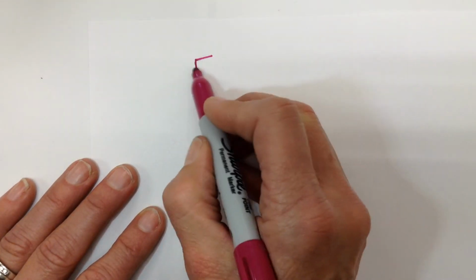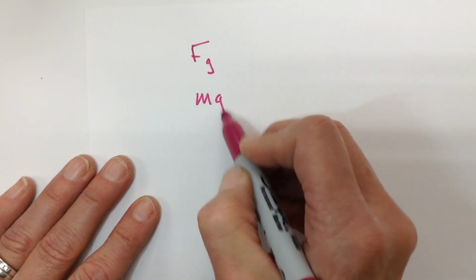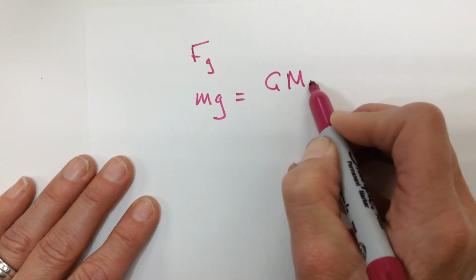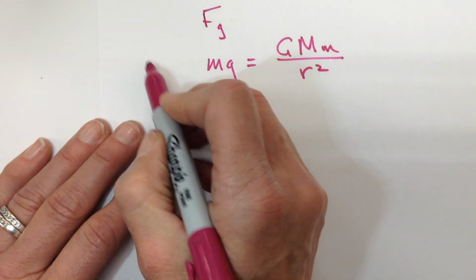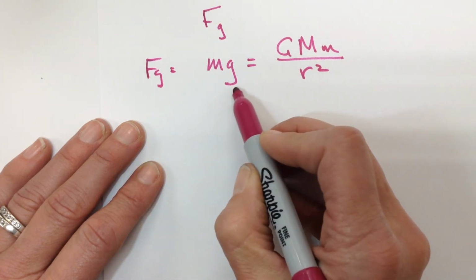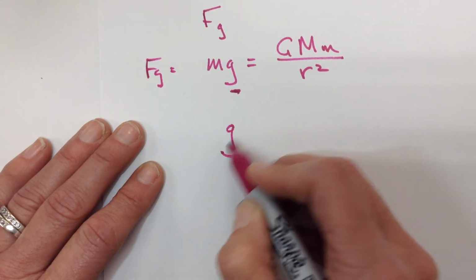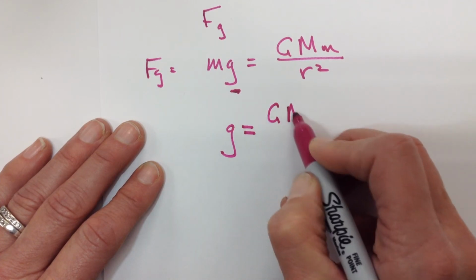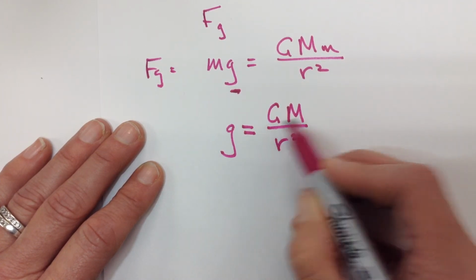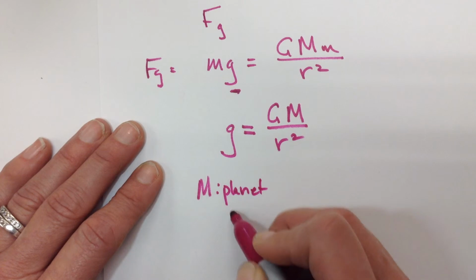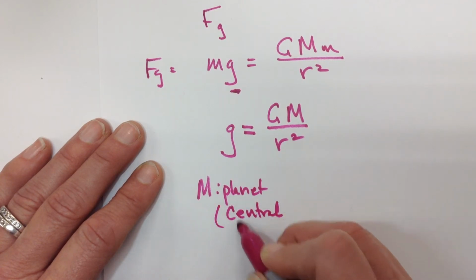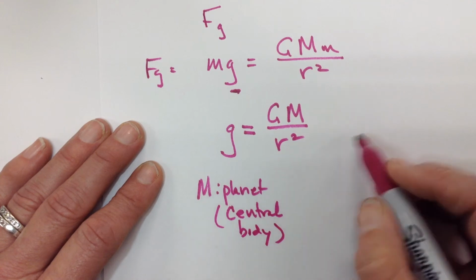So just summing up some of the stuff that we've done so far, we know that our force of gravity is equal to mg, and it's also equal to G big M times little m over the radius squared. So that's something that we've known, what the force of gravity is. We just have a little bit more detail on what this gravitational field strength is. The gravitational field strength is going to be the universal gravitation constant times the mass of the planet over r squared. Again, big M is going to represent the planet or whatever is at the center, the central body, because it could be the sun or anything else.